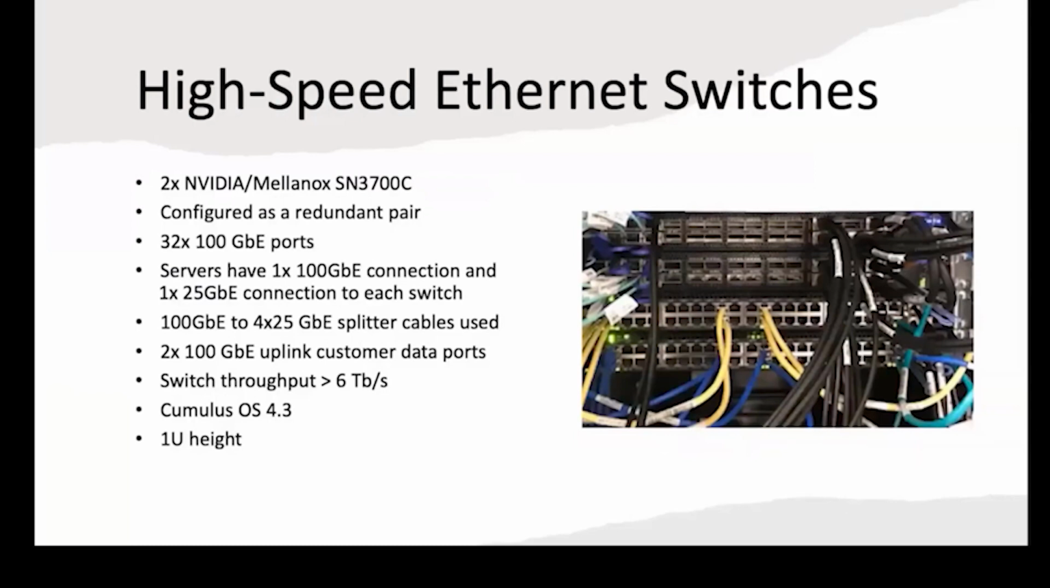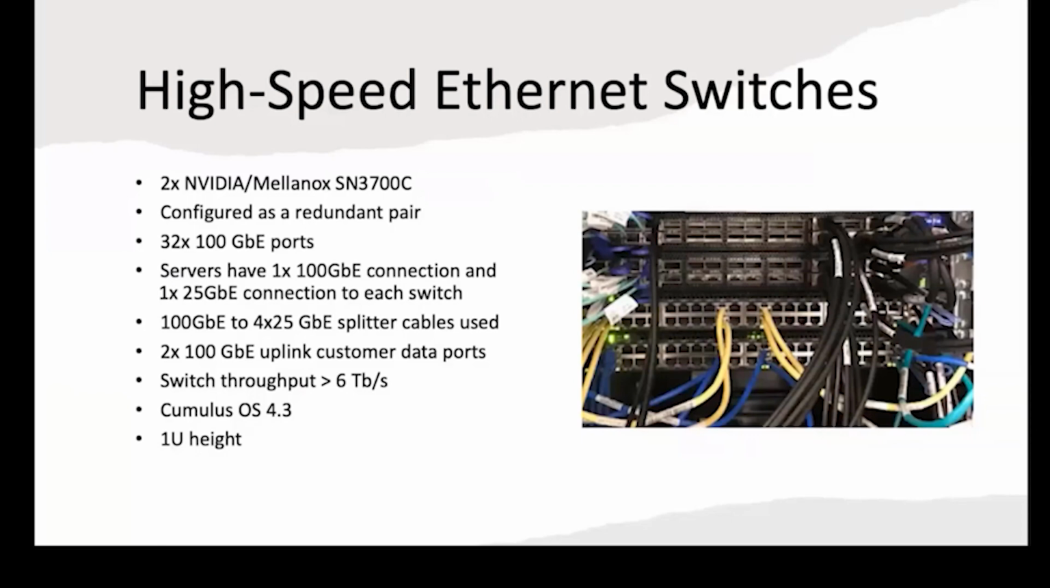The high-speed Ethernet switches are what hold the system together. They are a pair of NVIDIA Mellanox SN3700C switches configured as a redundant pair running in active-active mode. Should one of the switches fail or need to be taken down to do a firmware upgrade or similar type of thing, the other carries the connection. The connections are dropped between them. There might be a reduction in bandwidth for a short period of time, but basically one switch covers the other so that if one fails, the other one is there to pick up the slack.